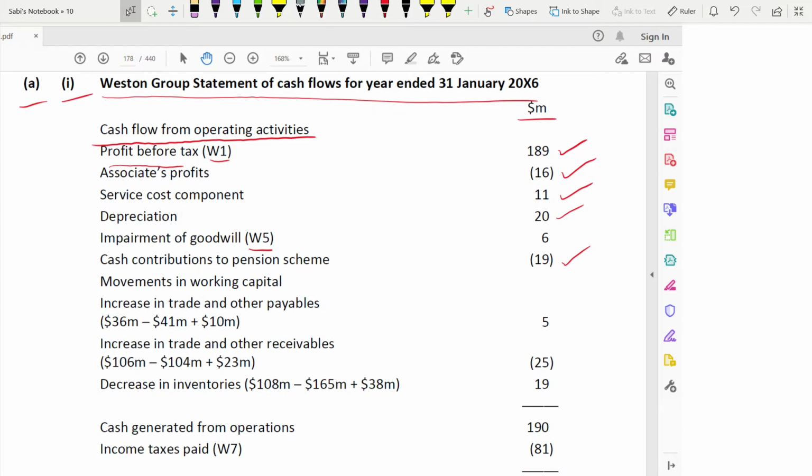Next, we are over with all the items. Please always cross check. Take some time and check that you have included everything, associates profit. Are all the profits and expenses adjusted? First check, before you move ahead. Then we have movements in working capital. In working capital we have three items: payables, receivables, and inventory. Increase or decrease, increase or decrease, increase or decrease.